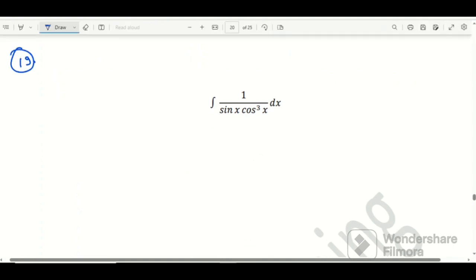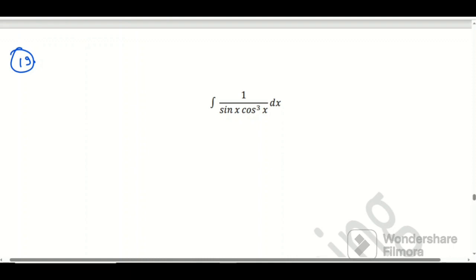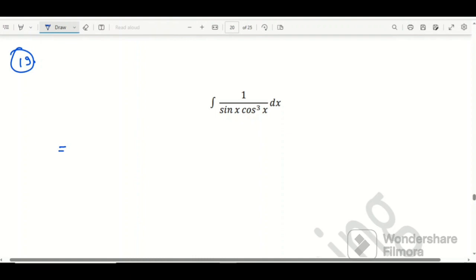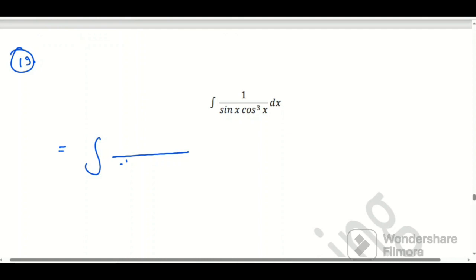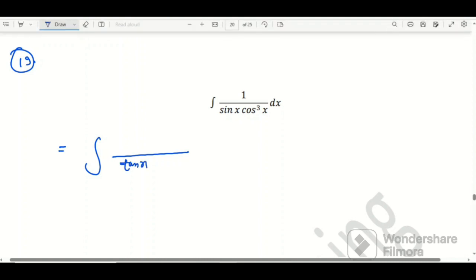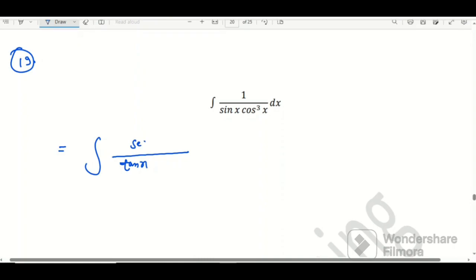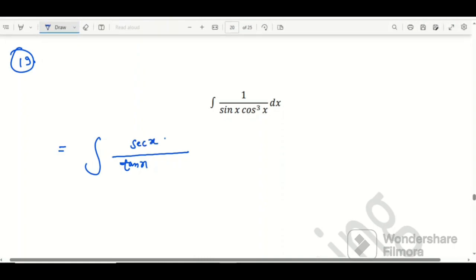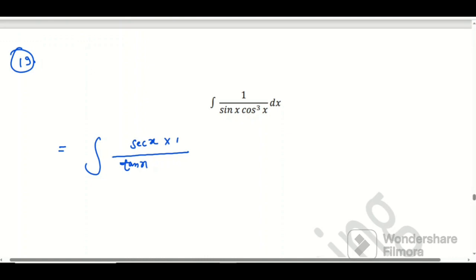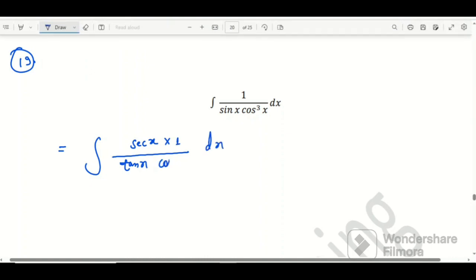19th number is 1 upon sin x into cos cube x. If I send cos square as sec square x, but we don't have tan x in the denominator. So one more thing we can do. If I divide, there will be benefit if I do it like this. If I divide by cos x in numerator and denominator both, I will get tan x, and this will become sec x. So sec x, okay, into 1 dx upon cos cube x.